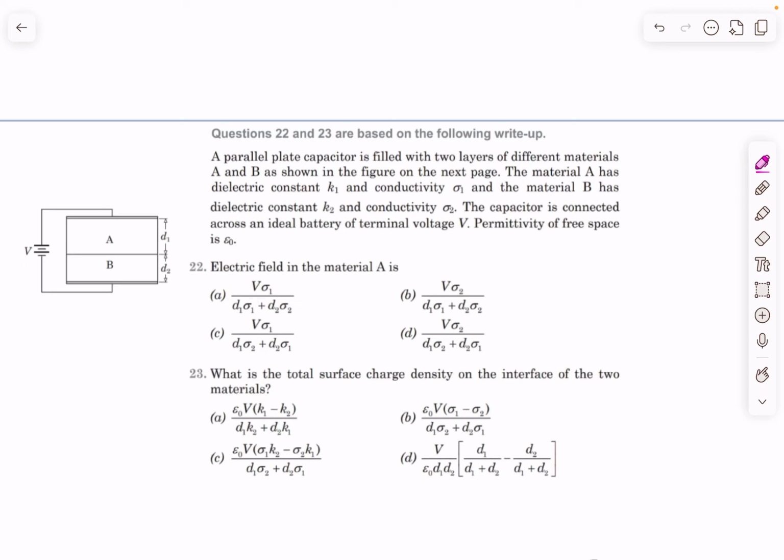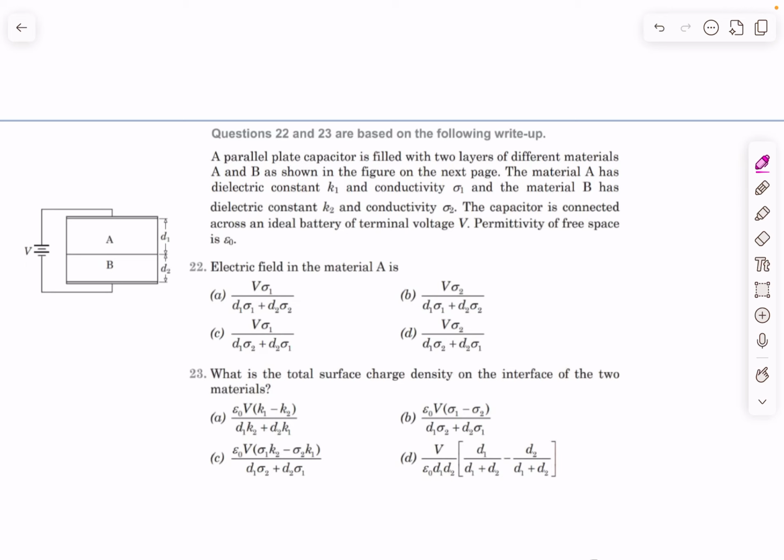A parallel plate capacitor is filled with two layers of different materials A and B. The material A has a dielectric constant K1 and conductivity sigma 1. Ideally, the conductivity of a dielectric should be 0, but here in this case, it is not 0. So some charge will leak through the capacitor plates from the top to the bottom. Also, the material B has a dielectric constant K2 and conductivity sigma 2.